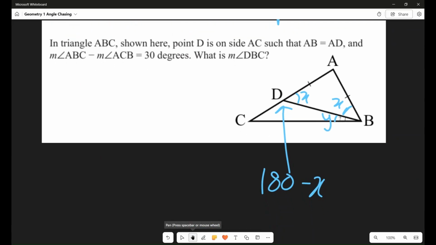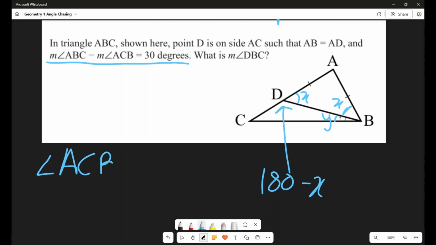Now we can use the information we're given here, that ABC is 30 degrees more than ACB. So what does that mean? That means that angle ACB is equal to X plus Y minus 30.